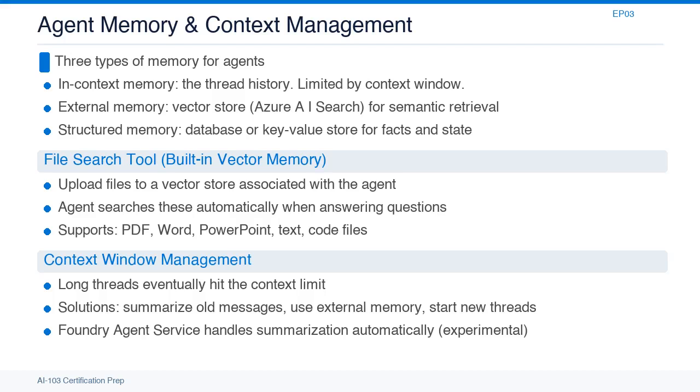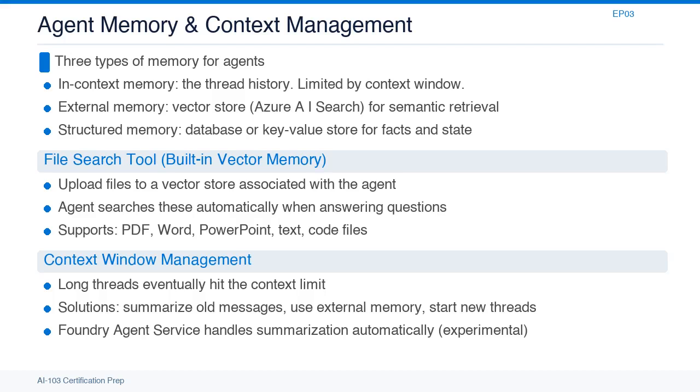There are 3 types of memory you need to understand. In-context memory is the thread history. Everything in the thread is available to the agent, but this is limited by the model's context window. A very long conversation will eventually exceed the limit. External memory uses a vector store for semantic retrieval. When the agent needs information that is not in the current thread, it can search an external knowledge base. The file search built-in tool is essentially pre-configured external memory. You upload your documents and the agent automatically retrieves relevant sections when needed.